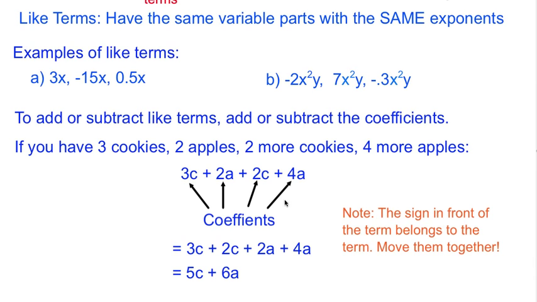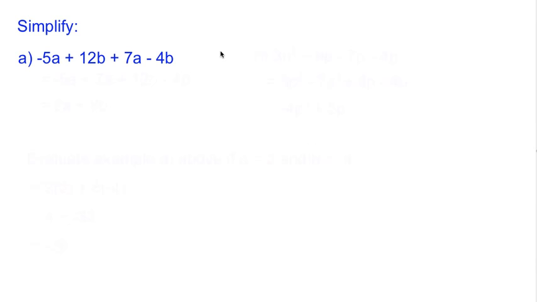Again, just a reminder that the sign in front of the term must go with the term. So here we took the cookies and we moved them around, these 2 cookies. We moved the cookies together. We must move the sign together with it. So here's the plus sign. It moved with the 2 cookies. And we'll see an example in a moment where that's maybe a little bit different. So let's have a look at this one. Simplify this. Why don't you take a minute, pause the video, and just work your way through and see how it turns out.